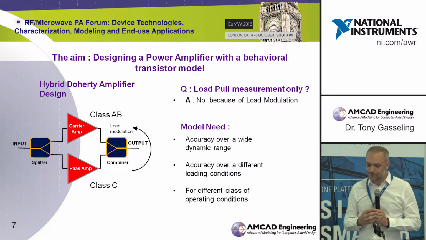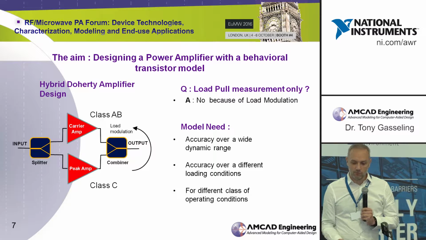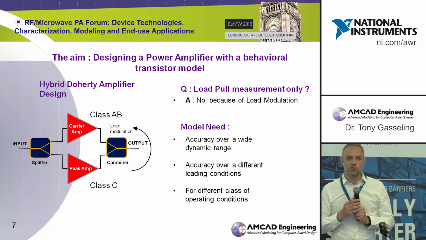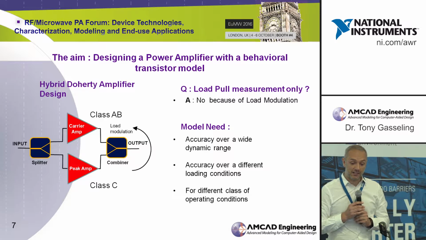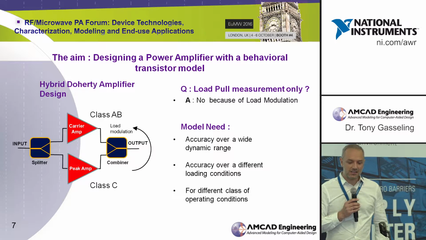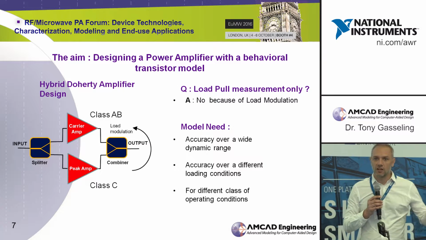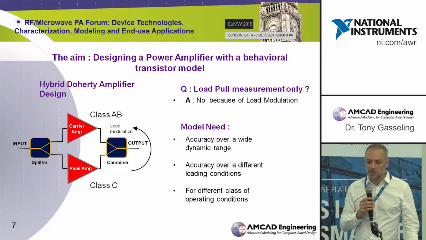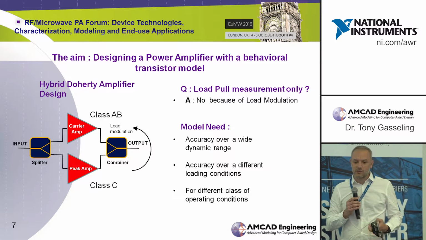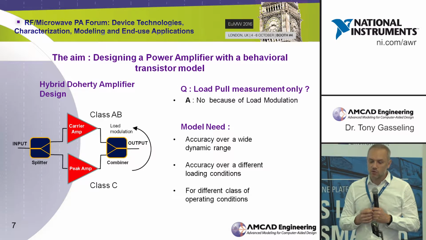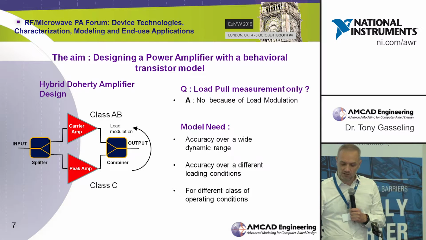So the first question could be, can we just use load pull measurements to make such a design? It's not easy to just use load pull measurements because of the dynamic load modulation. We are not in a static condition regarding the loading conditions for the class AB amplifier, for example. So it's tough to just use these measurements unless we are using some interpolation processing tools and so on. But it's not straightforward.